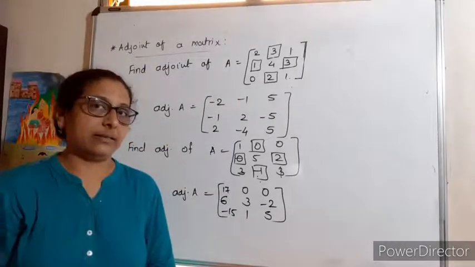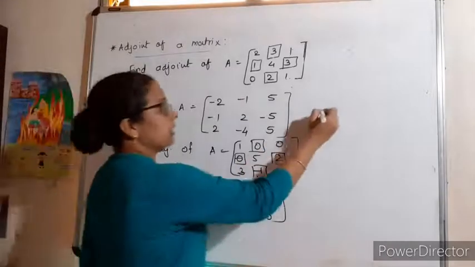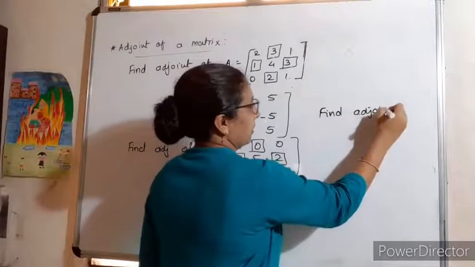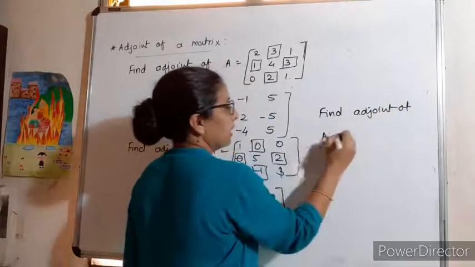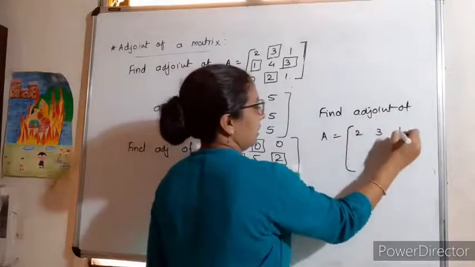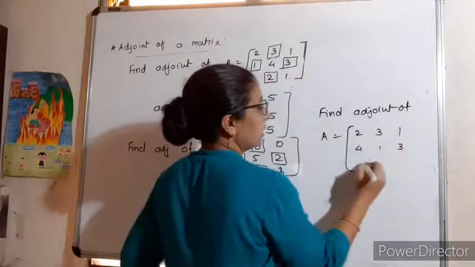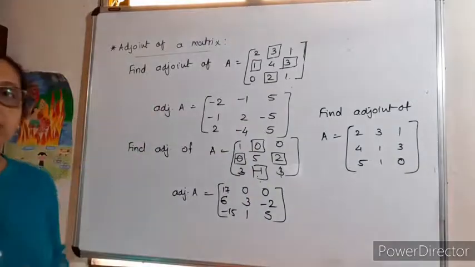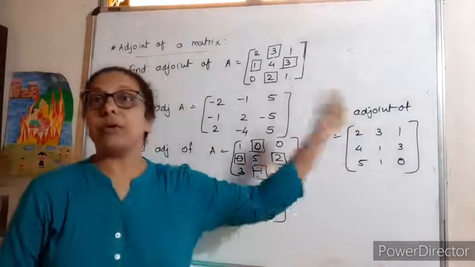Right? Yes. So, can you find the adjoint of? Here is, do it yourself. Find adjoint of A, matrix 2, 3, 1, 4, 1, 3, 5, 1, 0. Right? So, can you do it yourself now? Yes, this is for your practice.